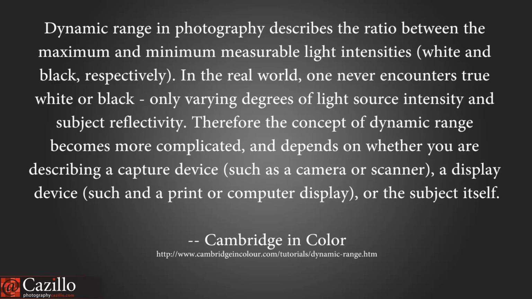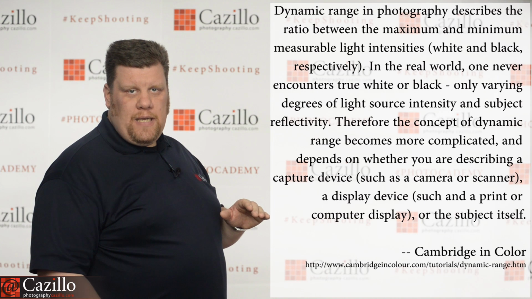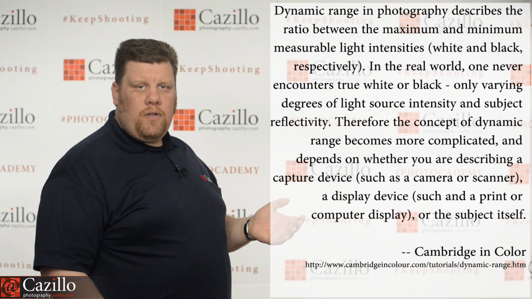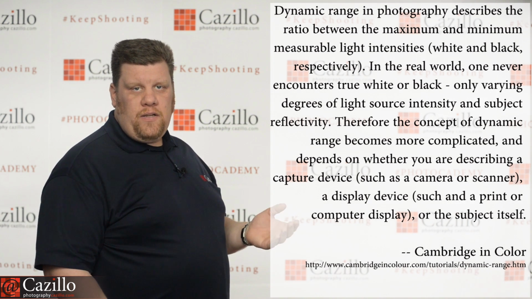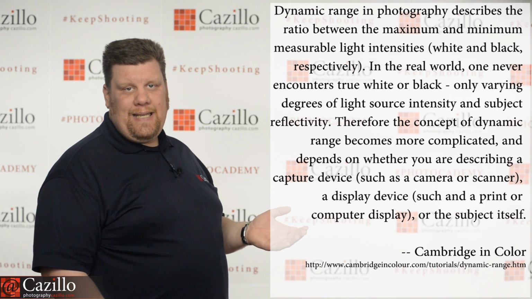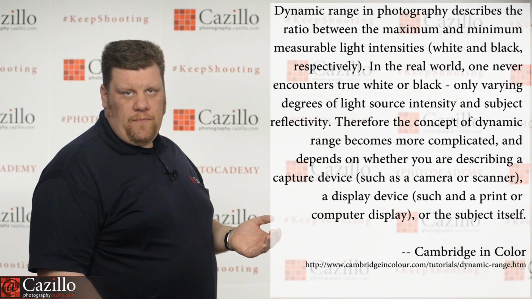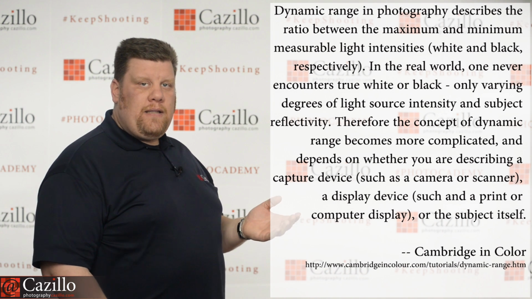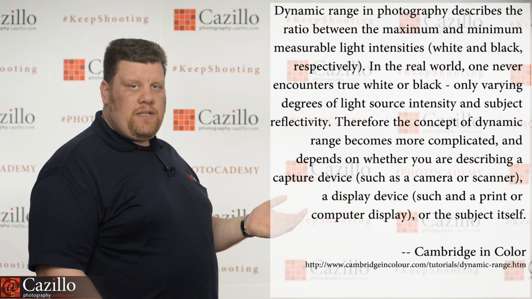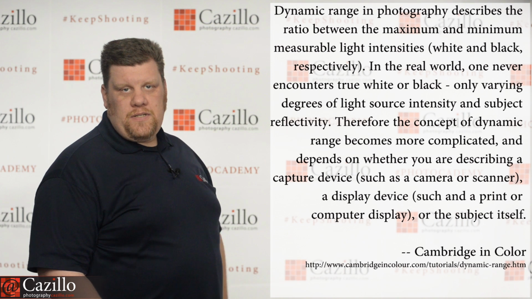Cambridge in Color defines dynamic range in photography as the ratio between the maximum and minimum measurable light intensities. In the real world, one never really encounters true white or black, only varying degrees of light source intensity and subject reflectivity. Therefore, the concept of dynamic range becomes more complicated and depends on whether you're describing a capture device, a display device, or the subject itself.